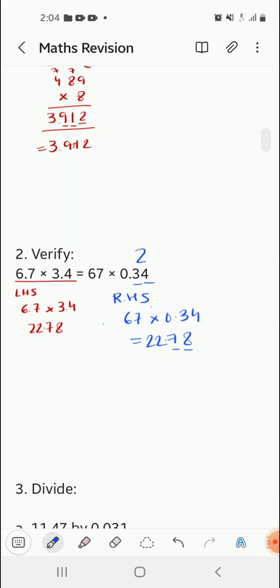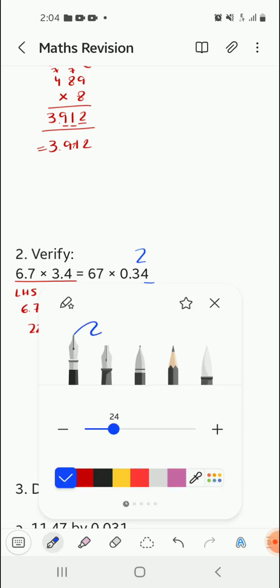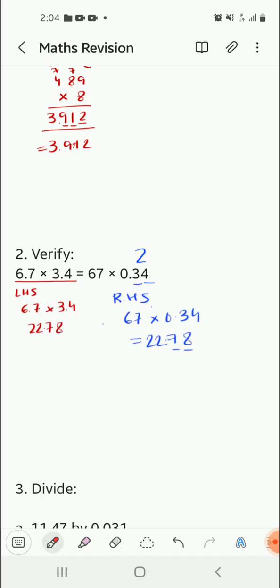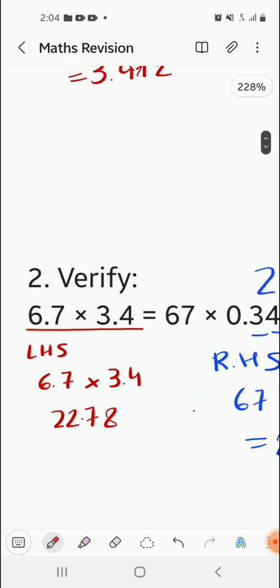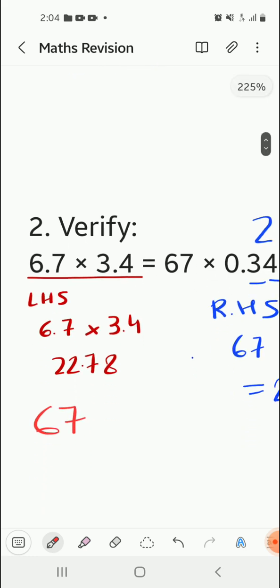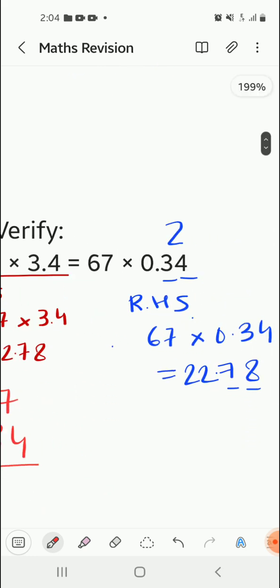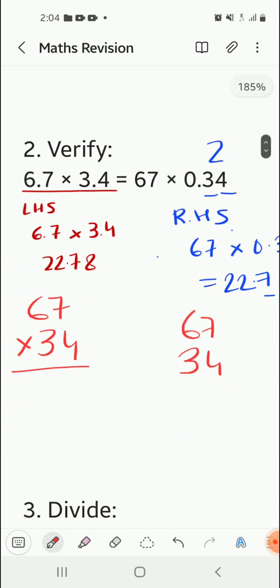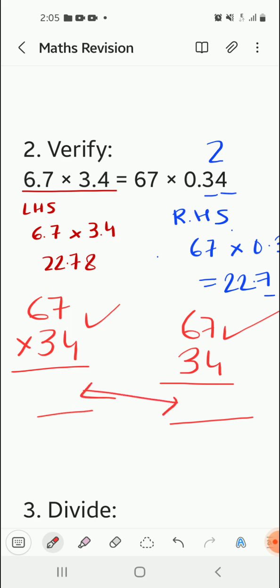There's another way in which you can do it mentally, using a little bit of common sense. That is, you can see in the given question the numbers. First consider the numbers without the decimal place, without the decimal point. So in that case, in the LHS we have got 67 and we have got 34. And in RHS we have got 67 and 34 if we do not consider the decimal place. So if you can see, both LHS and RHS have got the same number, which means the product will be the same.